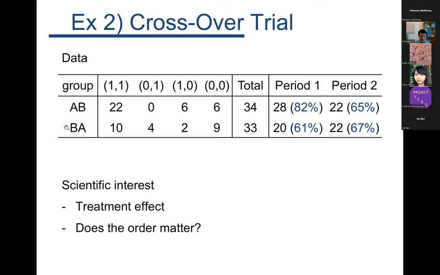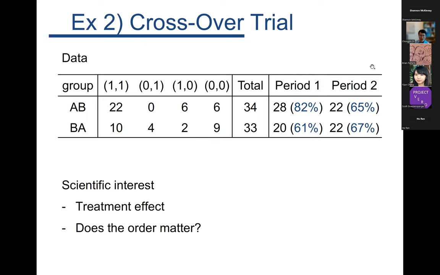Similarly, you can summarize people from the second group who received treatment B first and then treatment A. In total, the sample size is 34 in the first group and 33 in the second group. You can also summarize by the percentage of normal readings at each time period, and those are the results here.